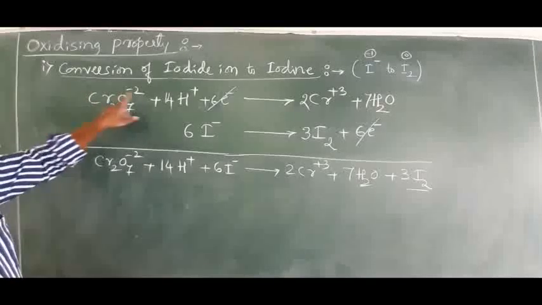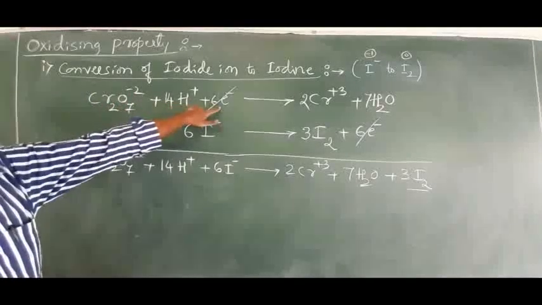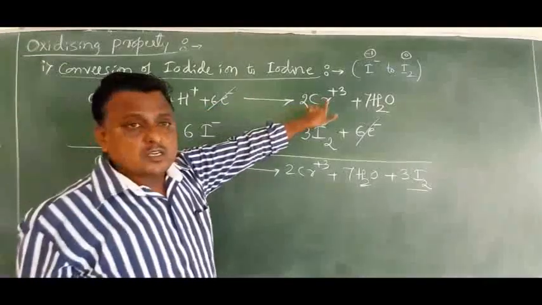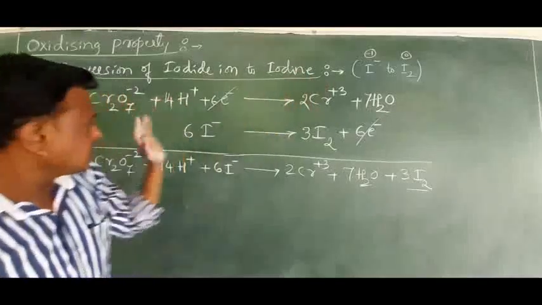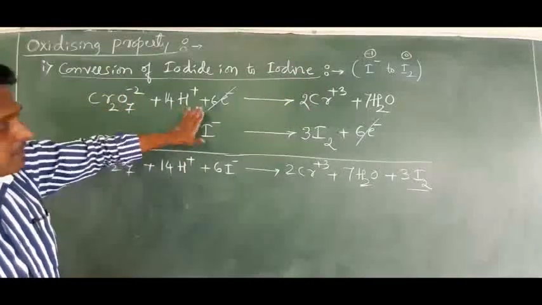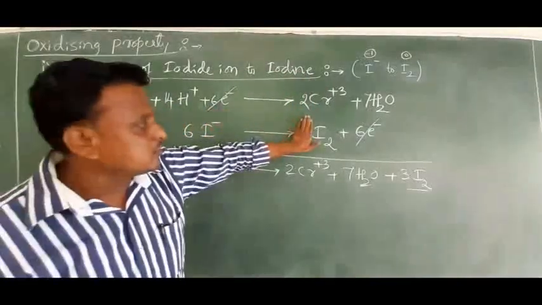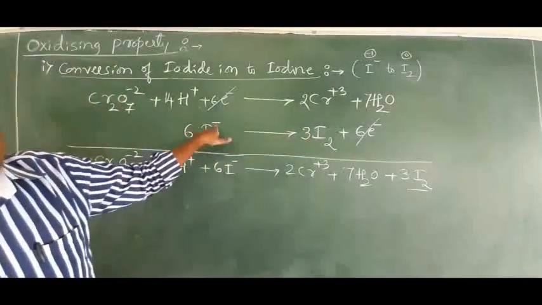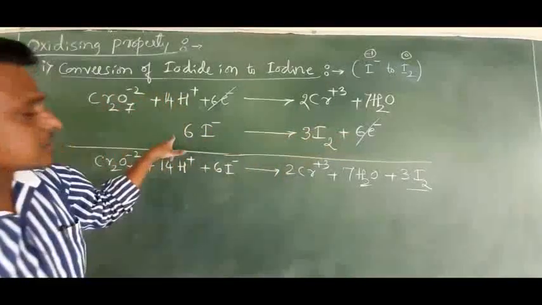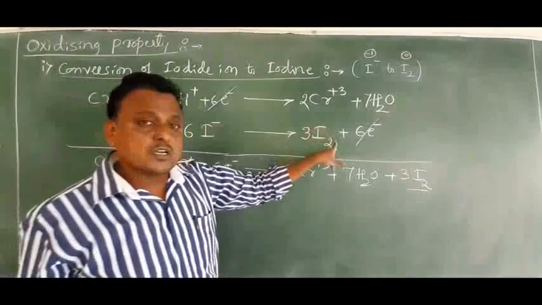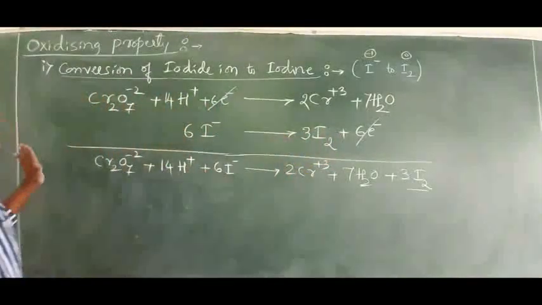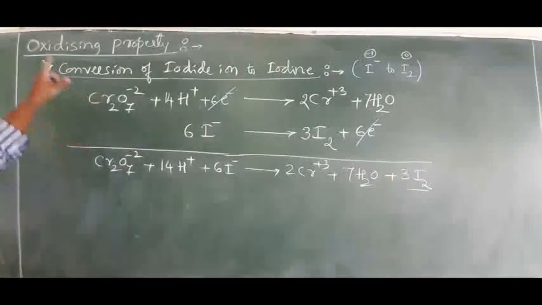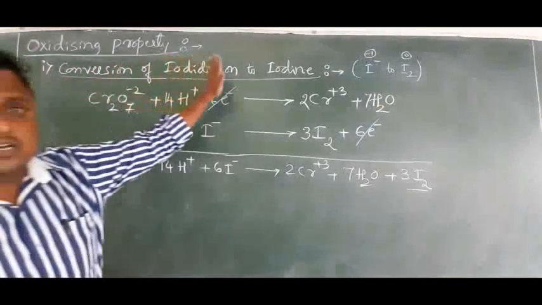Dichromate ion in acidic medium, with gain of 6 electrons, becomes chromium plus 3. This plus 6 is converted into plus 3. The iodide I minus ion is converted into I2. You have to balance it carefully with 6 electrons. Six iodide ions are converted into 3 iodine molecules. This is a simple oxidation of your iodide.